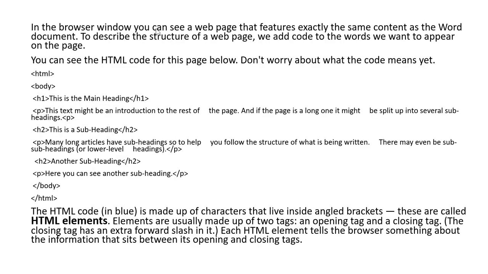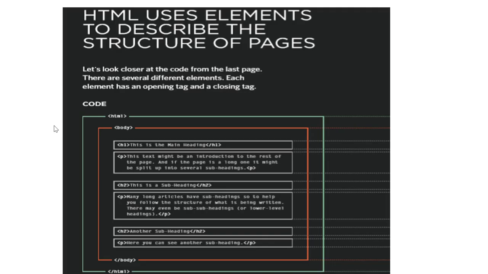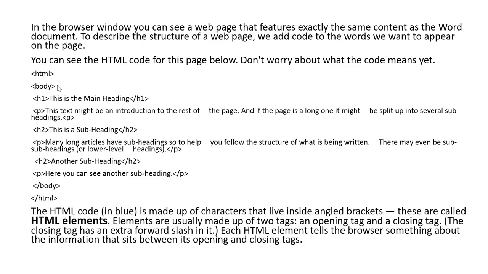In the browser window, you see a web page that features exactly the same content as the WordPad document. In the browser, we see the same WordPad document. To describe the structure of the web page, we add code to the words so they appear on the page. This is the code. Don't worry about what this code means. I will tell you everything about this.